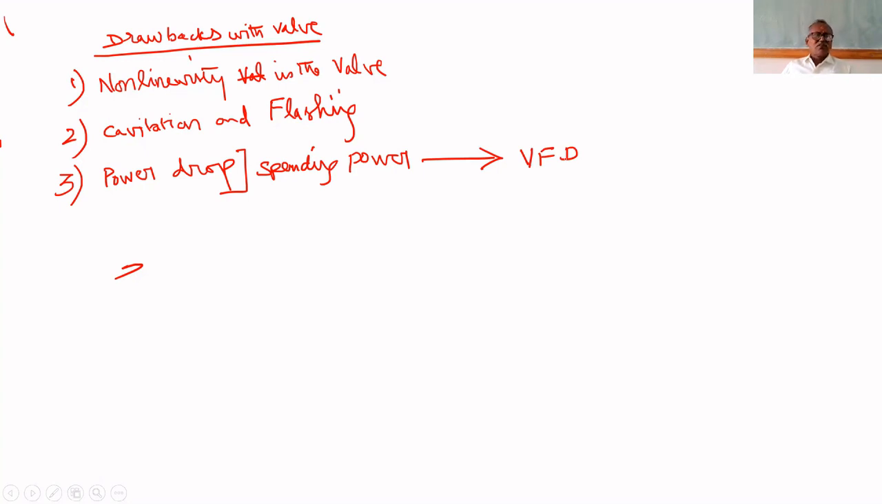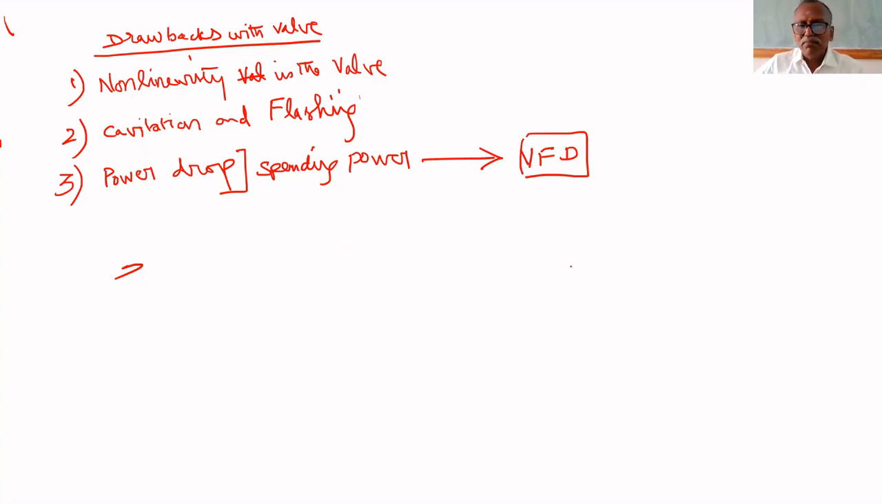Still, in many industries, they are using valves. But suppose their electrical bill is 2 lakhs per month; if you replace the valve by a VFD, you can reduce it by 50%. Because 50% power is wasted across the valve, as the valve is always closed 50%. So if you replace it with a VFD, variable frequency drive, you can save power. How? That we will see now.